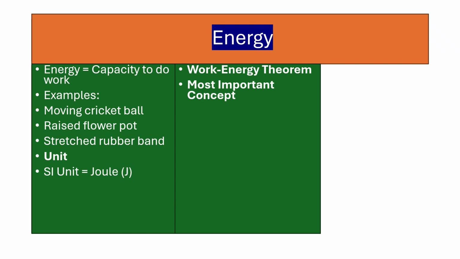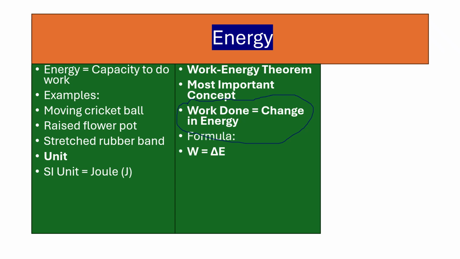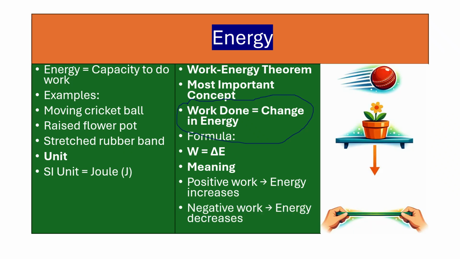Now let's understand some important concepts related to the work-energy theorem. Work done, children, you need to remember, it's extremely important, is change in energy. I'll repeat again: what is work done? That is change in energy. The formula will be delta E. What is delta here? This triangle is termed as delta, which means change in energy. So positive work means energy increases, and negative work means energy decreases.